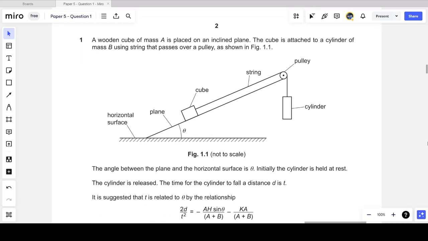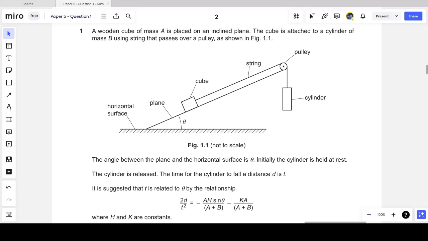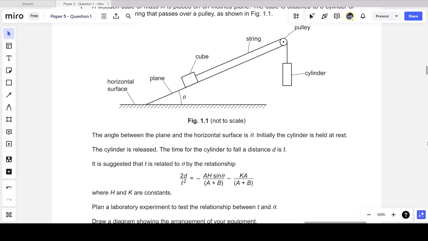So we are told in question 1 that a wooden cube of mass A is placed on an inclined plane, and the cube is attached to a cylinder of mass B using a string that passes over a pulley as shown in figure 1.1. The angle between the plane and the horizontal surface is theta. Initially the cylinder is at rest, and the cylinder is then released, and the time for it to fall a distance d we call t. It is suggested that t is related to theta by the relationship 2d over t squared is equal to minus h sine theta over a plus b, minus ka over a plus b, where h and k are constants.